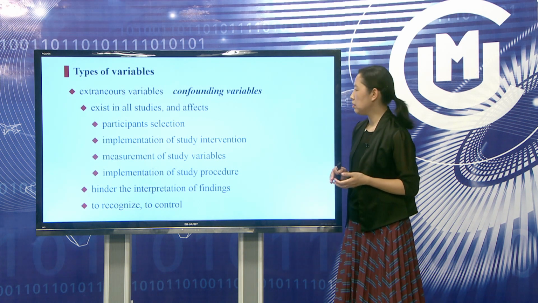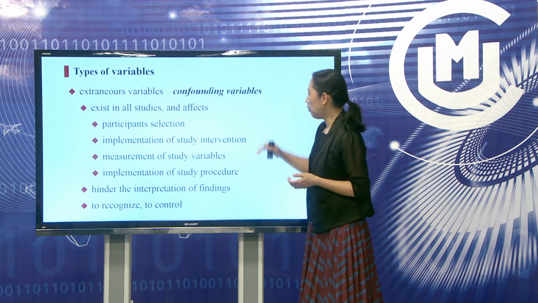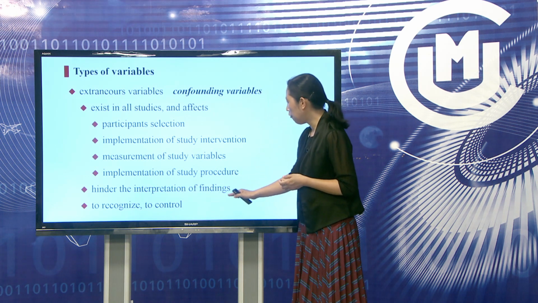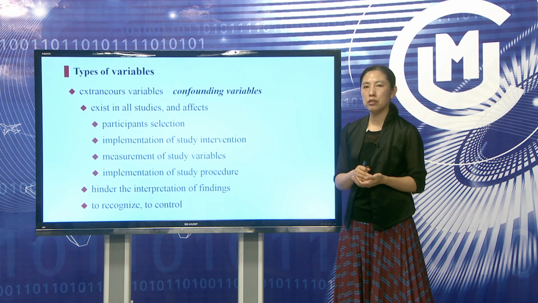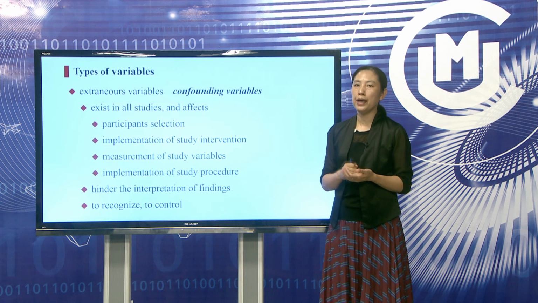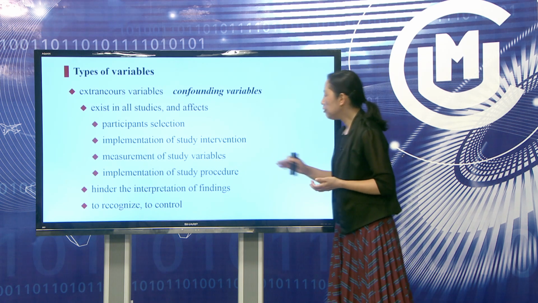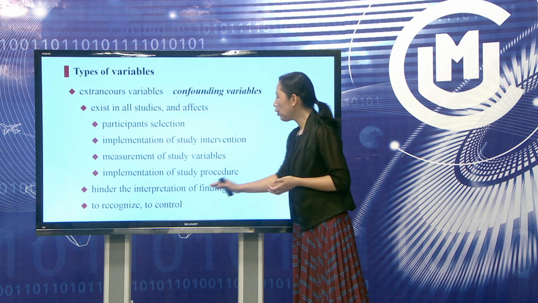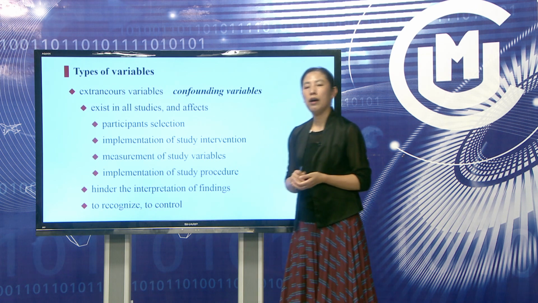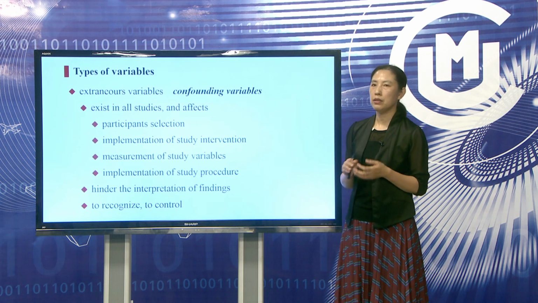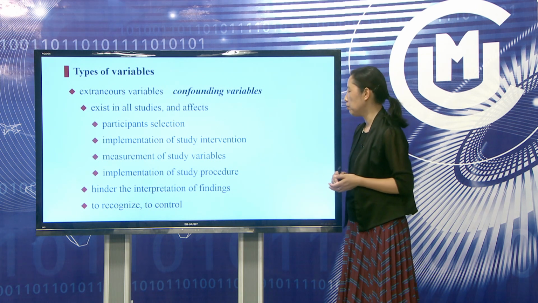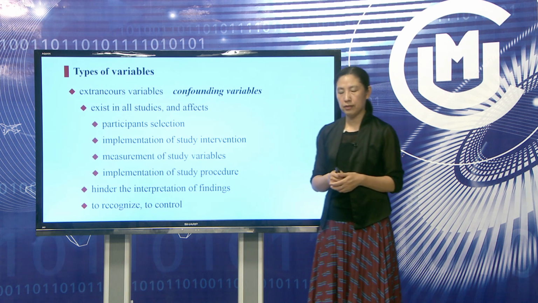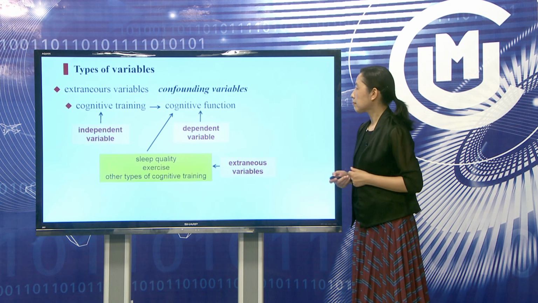Because confounding variables can distort the interpretation of findings, the researcher needs to pay more attention to recognize these variables and try your best to control them. Otherwise, your findings will not be as true as possible. So just remember this, and I will talk about it later in the research design.